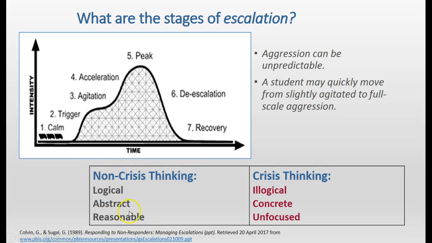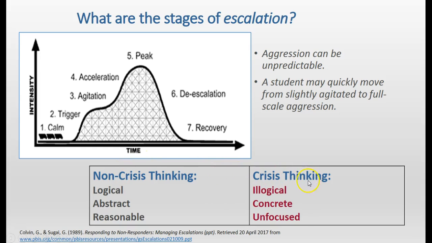And in general, if we're talking about non-crisis thinking versus crisis thinking, we would generally put the first three stages of this particular model, and maybe the last stage of this model, into the category of non-crisis thinking, where these individuals are more logical, more abstract, more reasonable. These are the individuals you can reason with. It might take a little more time to reason as they go up the stages. However, these individuals are easier to talk with, to reason with, to get through to.